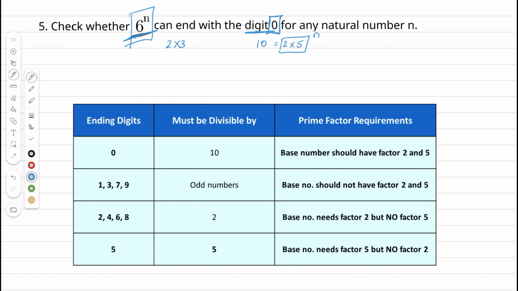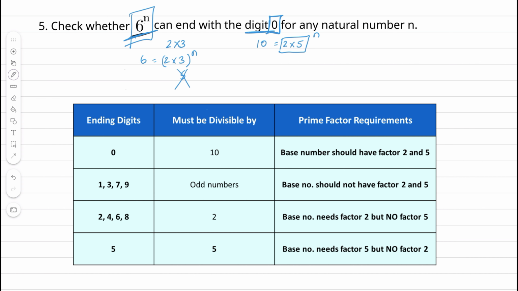But if you see here, it has base 6, for which the factors are 2 and 3. So when you put power n on this, whatever be the value of n, this is not going to end with 0, because it is missing the 5 factor. The 5 factor is missing. That is the reason: the required factors are not present in the base number. So for this particular question, 6 to the power n can never end with digit 0.